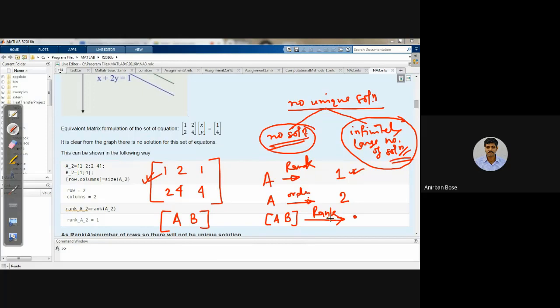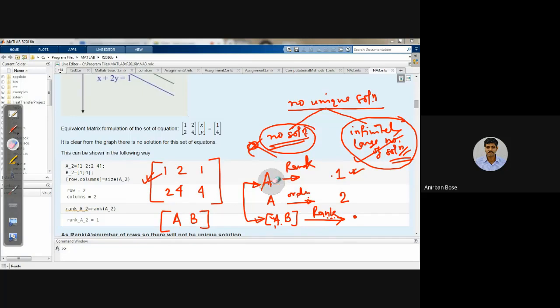But if the rank of the augmented matrix is not the same as the rank of the coefficient matrix A, then there is no solution. So basically you have to compare whether these two ranks are the same or not. If they are the same, infinitely large number of solutions exist. If they are not the same, no solution exists. Okay, so this is the technique.